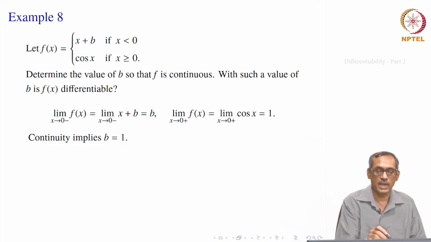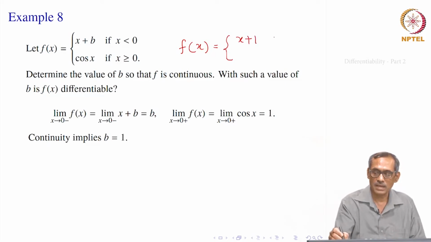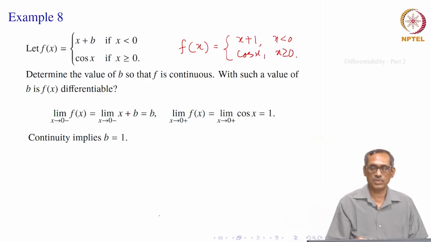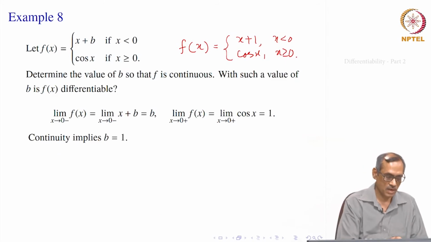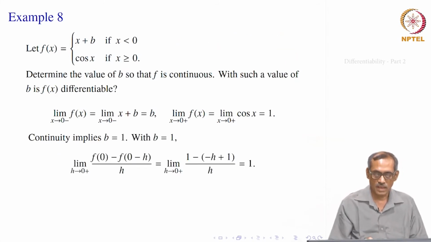So, now with such a value of b, we know what this f of x is. There is no unknown. f of x is x plus 1 if x is less than 0, and it is cos x if x is greater than or equal to 0. With this f of x, we have to see whether it is differentiable or not. Okay. So, now with this f where b is equal to 1, let us find out at 0.